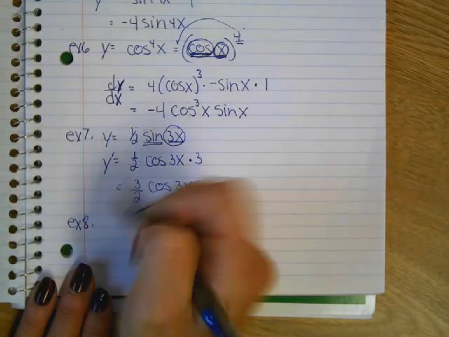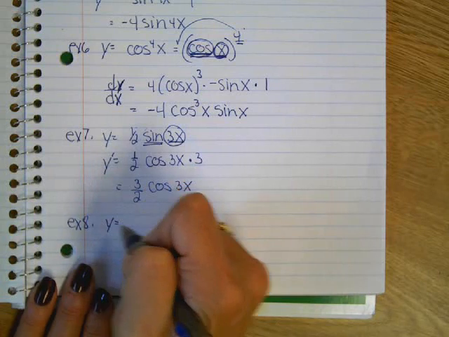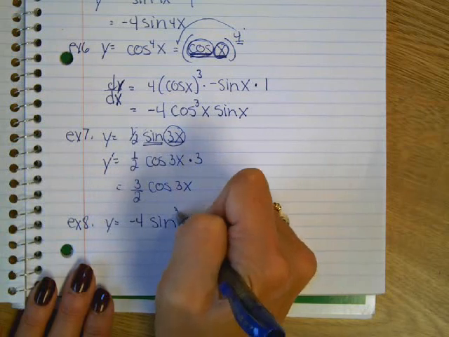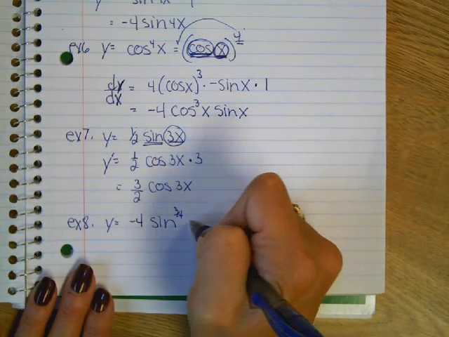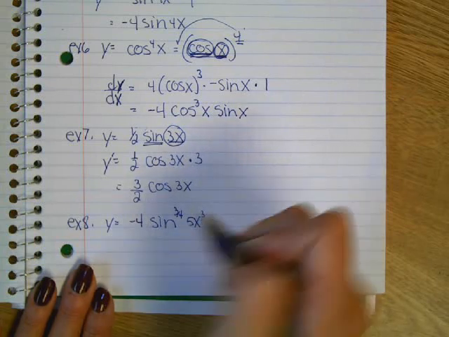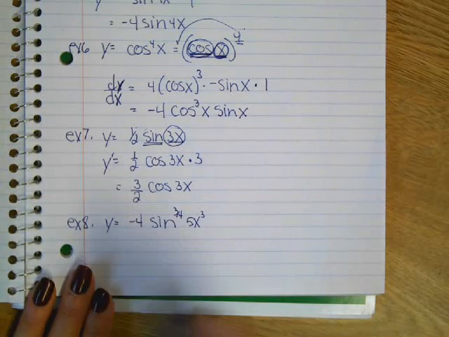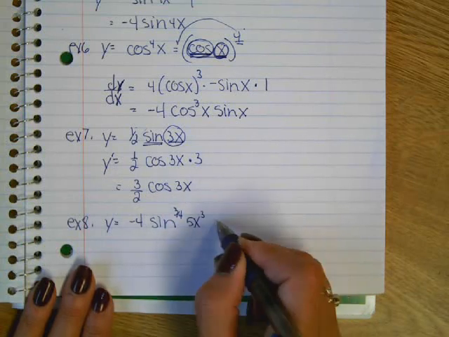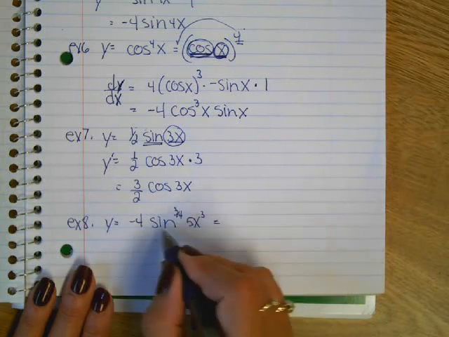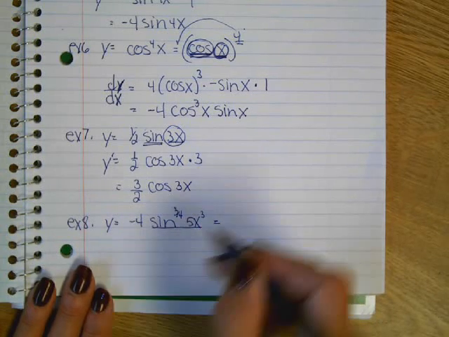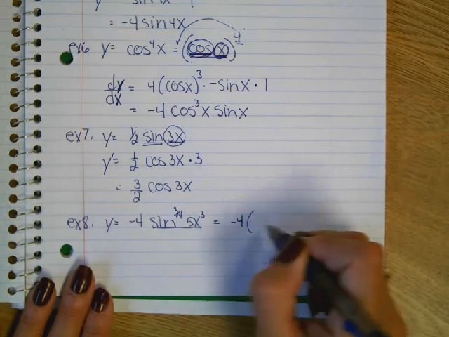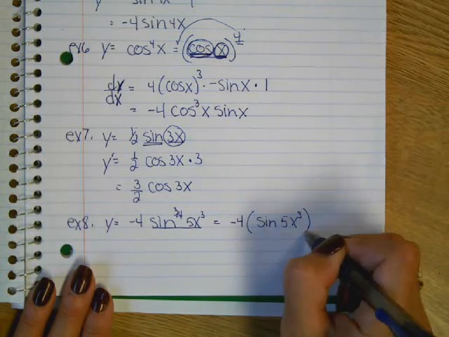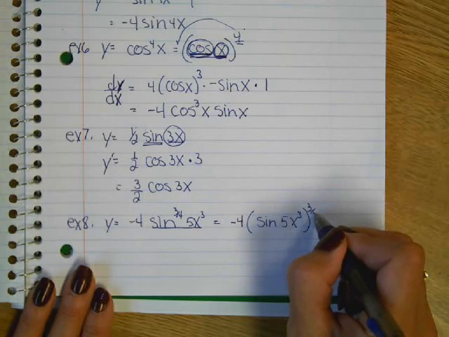Number 8. Y equals -4 sine raised to the 3/4 of 5x cubed. So again, it's much easier for me to rewrite this with parentheses. Bring that out so I can see outside, inside. So what's to the 3/4 power is this sine of 5x cubed. This -4 is just a multiplier out in front. And I've got sine of 5x cubed. That whole thing is raised to the 3/4.